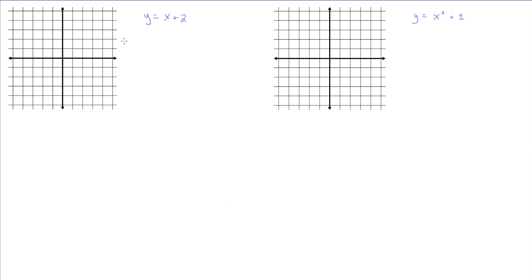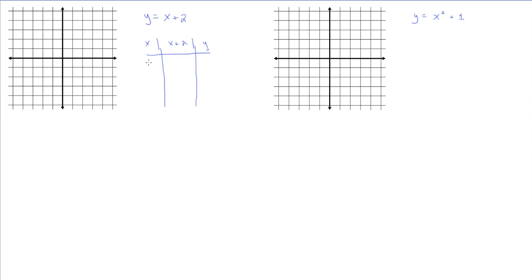And we're going to make these both into function tables. We're going to graph them, and then we're going to try to decide whether or not they're linear or nonlinear. And so let's start with this one over here. We'll make our function table. We've got x plus 2, and then we have y.